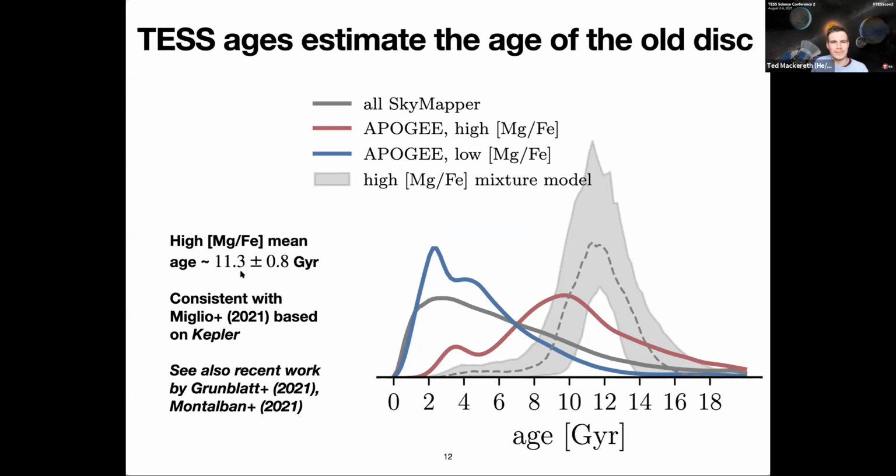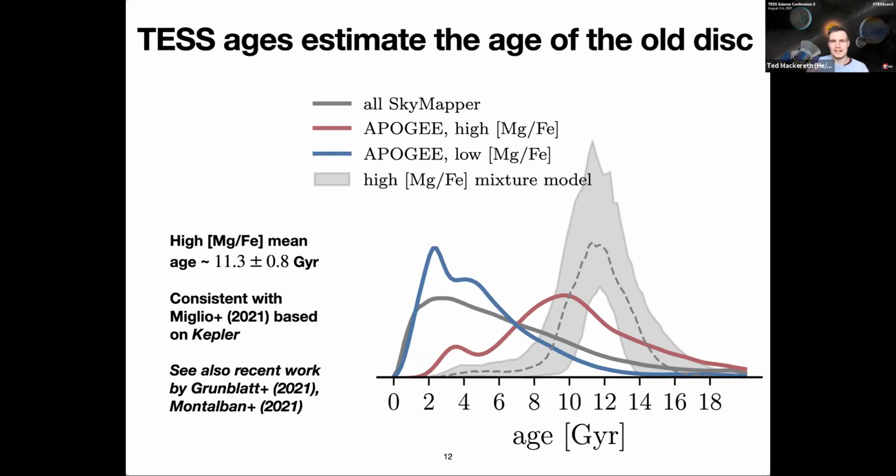We get an age of about 11.3 plus or minus 0.8 gigayears, with a spread consistent with being about 1.5 gigayears, which is extremely consistent with the results that we got from Kepler, and also with more recent works, for example, the work that Sam spoke about yesterday and the work by Josefina and Montalbán.